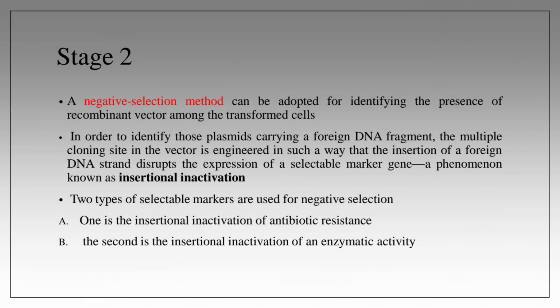Stage 2. A negative selection method can be adopted for identifying the presence of recombinant vector among the transformed cells. In order to identify those plasmids carrying a foreign DNA fragment, the multiple cloning site in the vector is engineered in such a way that the insertion of a foreign DNA strand disrupts the expression of a selectable marker gene, a phenomenon known as insertional inactivation. Two types of selectable markers are used for negative selection. Number 1, the insertional inactivation of antibiotic resistance. Number 2, insertional inactivation of an enzymatic activity.